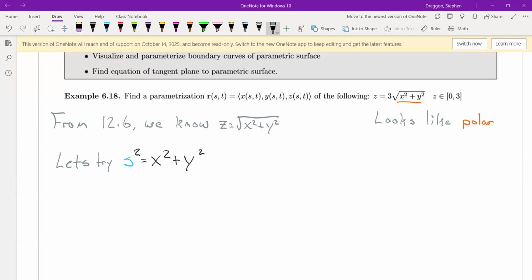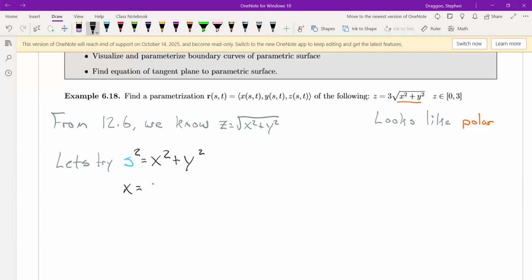But because my two parameters are going to be s and t, and I usually like to reserve t for theta because it just helps my brain out that way, right? T theta. I'm going to use s as my radius stand-in. So I'm going to have s squared equals x squared plus y squared. But again, I'm really just thinking that that's a polar coordinate, but I'm changing my parameters to fit the request of the problem.